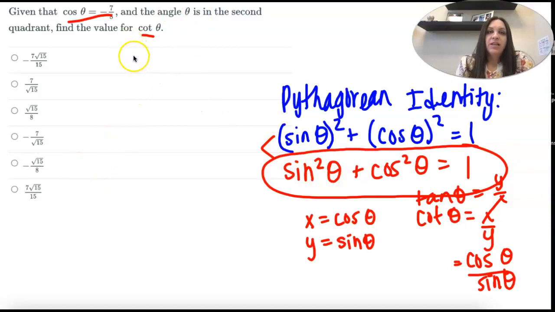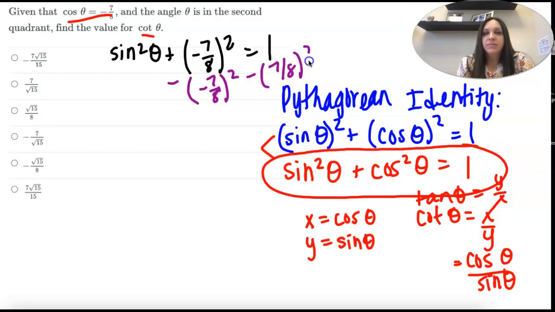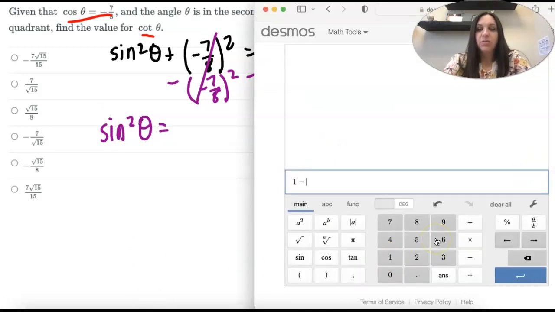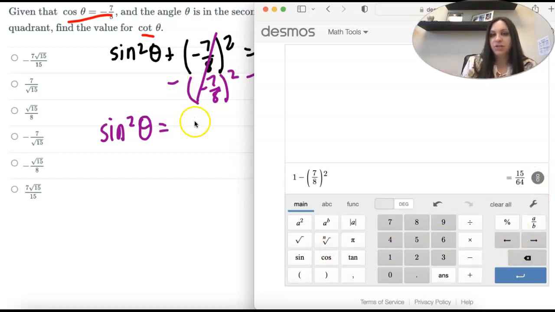So let's start with our identity. Sine squared plus cosine squared. Our cosine is -7/8 equals 1. And we want to get sine squared by itself. So we're going to subtract this value on both sides. So now I just have sine squared theta equals, and I'm going to put that in the calculator. So 1 minus 7/8 squared is 15 over 64.